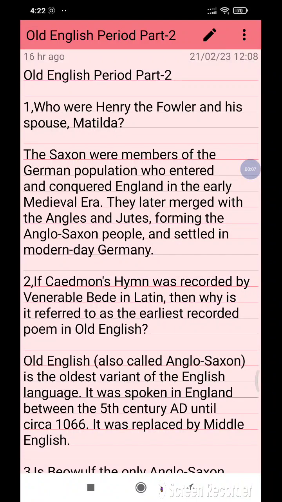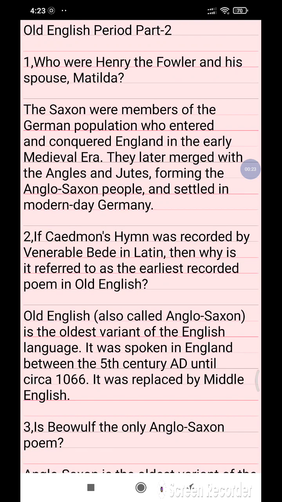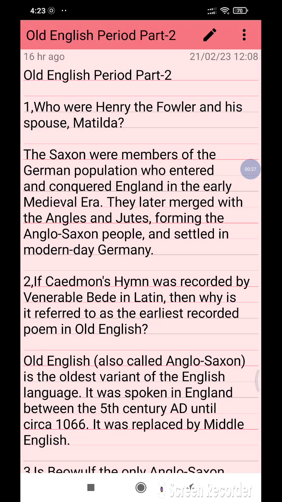Today I'm going to discuss the most important chapter, the Old English period part 2. As I have discussed in my previous part, lots of important questions have been repeated in your exams again and again. So now I'm discussing the next questions on the Old English period part 2.